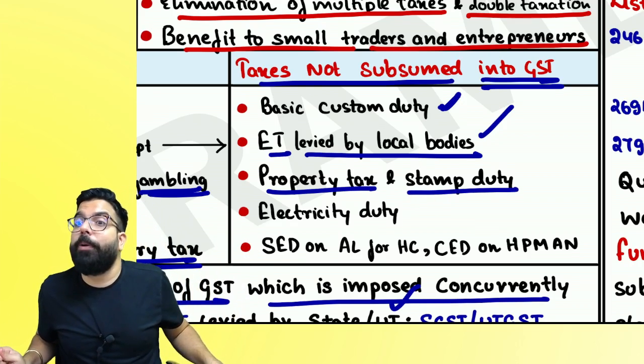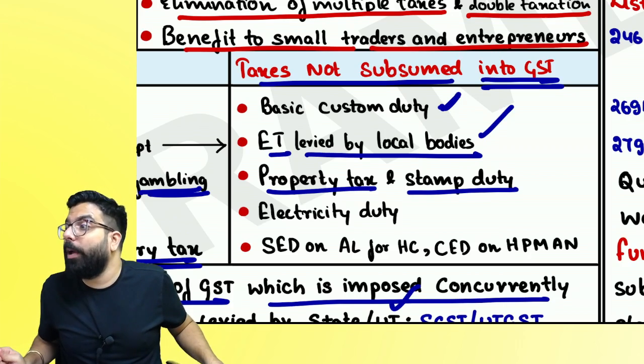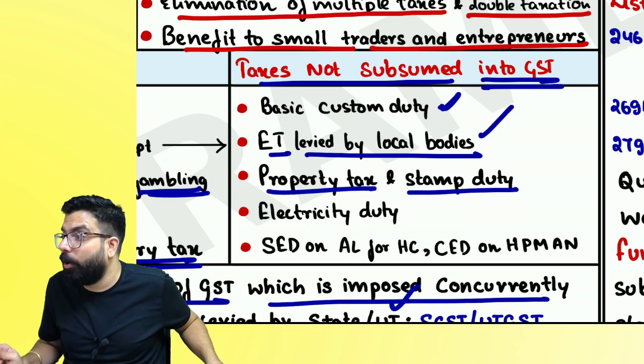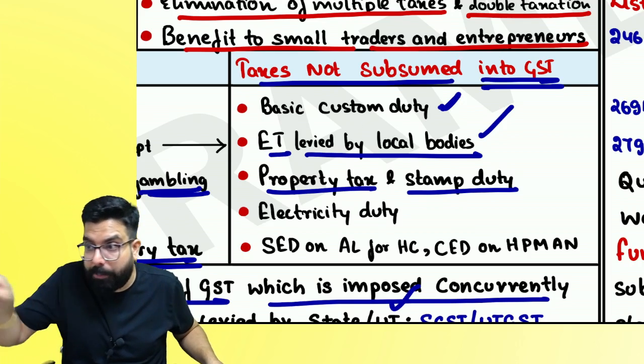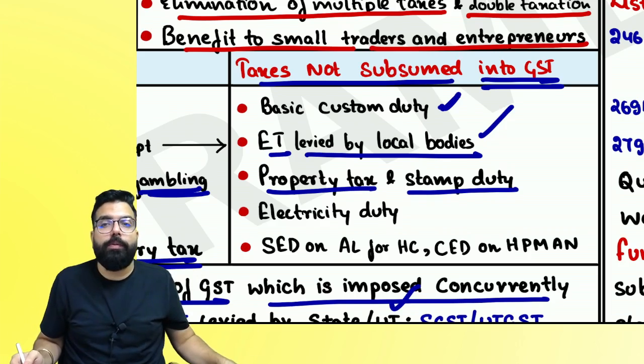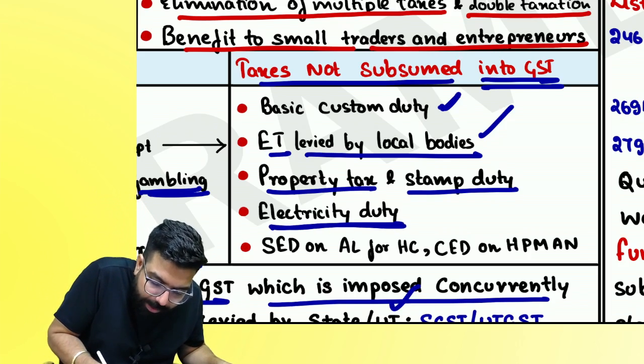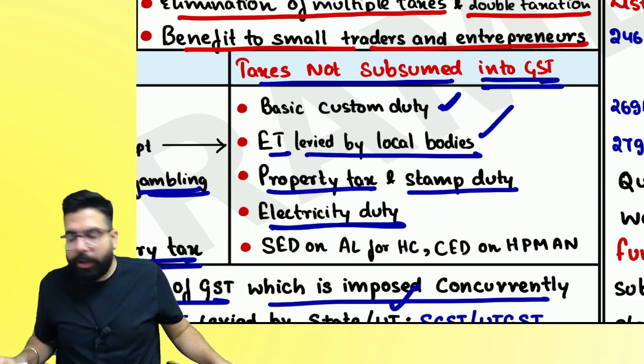Yes or no, everyone? Every year you have to pay property tax. That will still continue. Stamp duty: you are registering a property, you pay stamp duty. Partnership registration, you pay stamp duty on 100 rupees stamp, 200 rupees stamp paper. That will still continue. Electricity duty will also still continue.